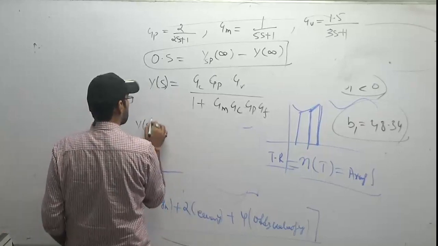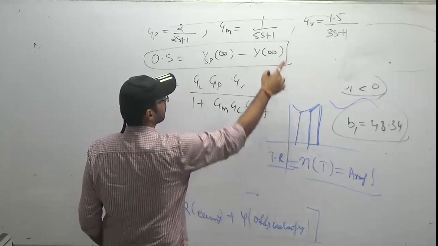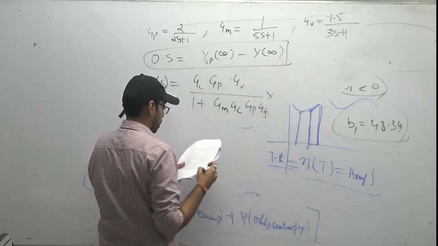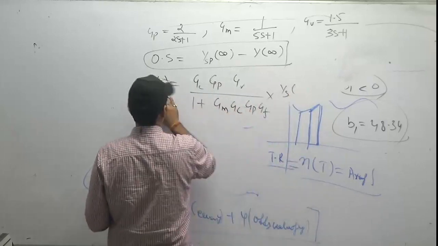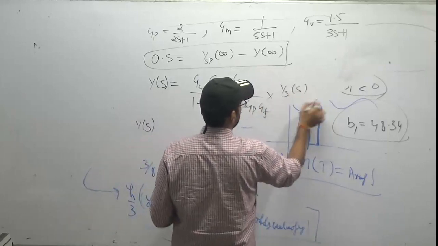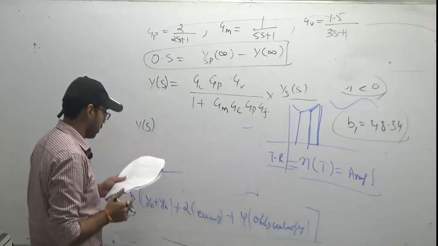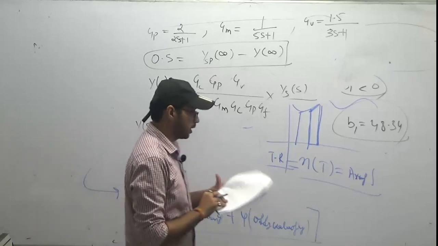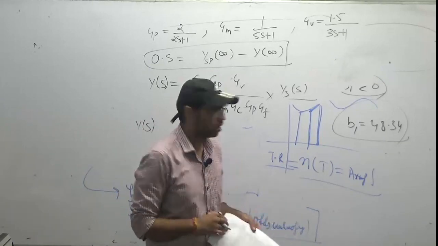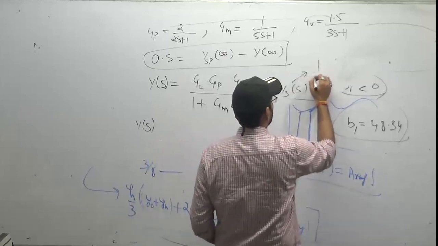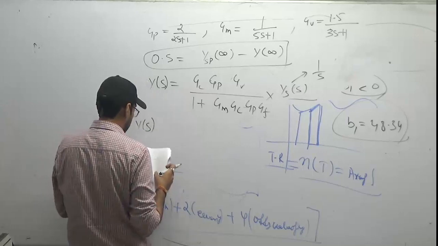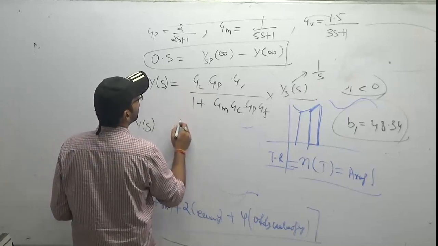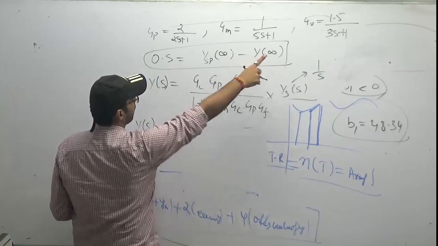Y of s into what? Y of s. See, this is Y of s. This is Y of s, the set point, right? Now, it is also said that when nothing is given, you can say a step change is there. So Y sp of s will become what? 1 upon s, right?